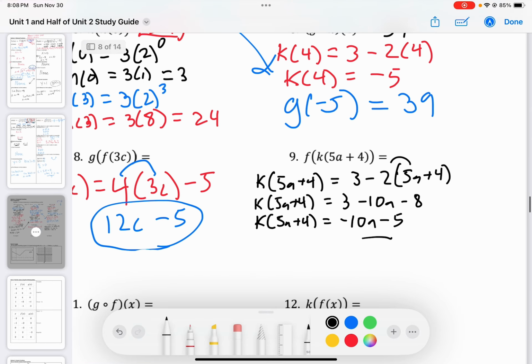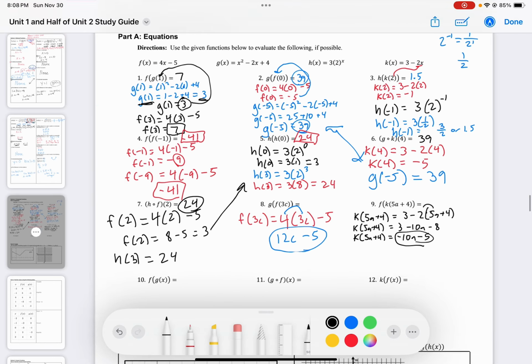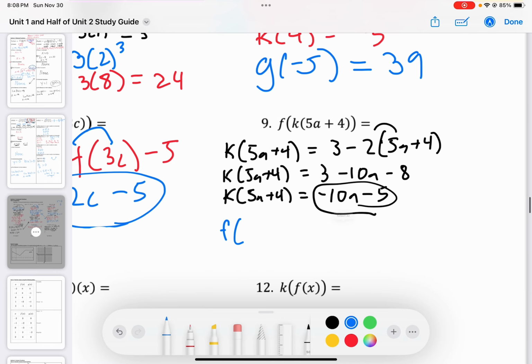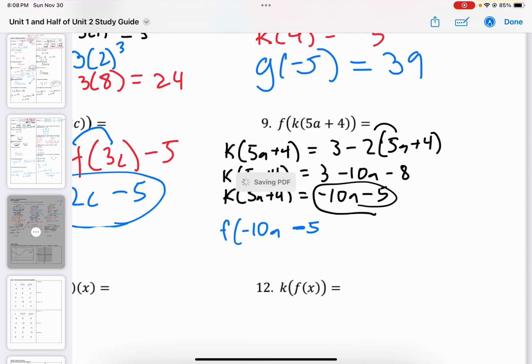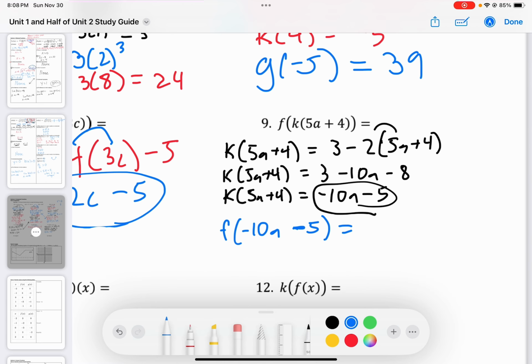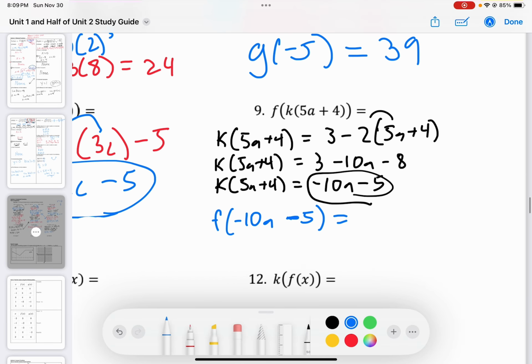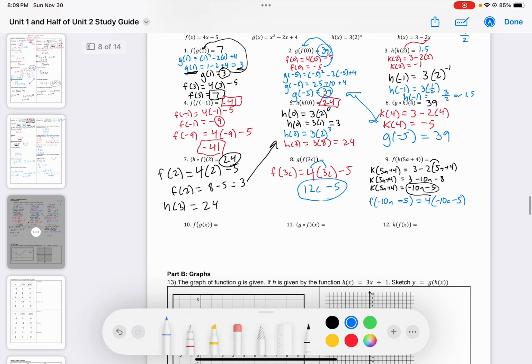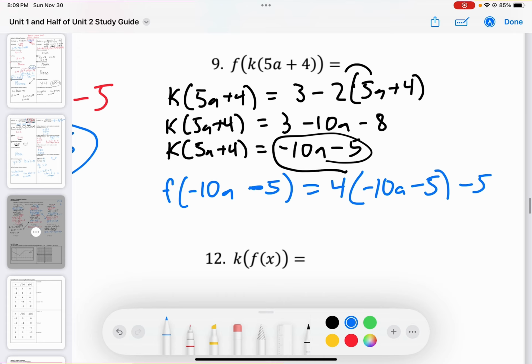And then this becomes the input to f. So f was 4x minus 5. So the f of negative 10a minus 5 equals 4 times negative 10a minus 5. What is it, plus 3? Minus 5. And so, all right, we can finish this one. Distribute. And we get negative 40a minus 20 minus 5. We get negative 40a minus 25.